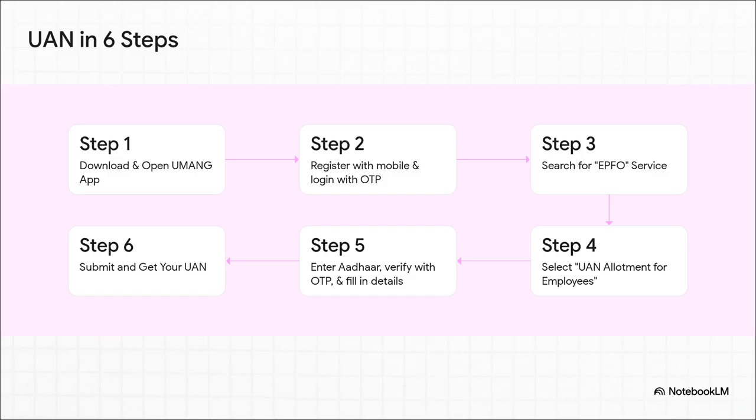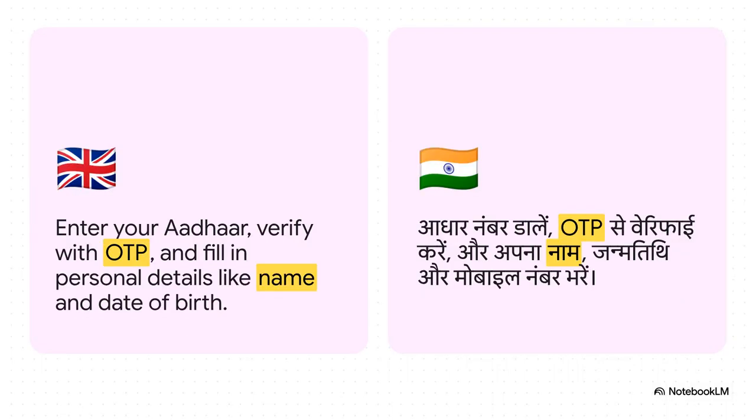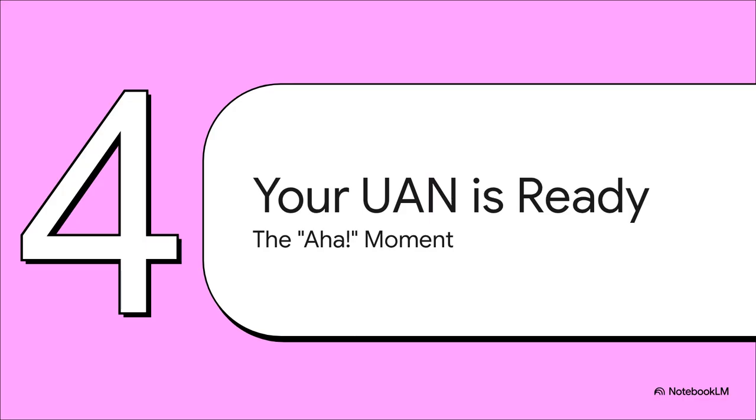And that's literally it. Let's take a closer look at that 5th step, because it's really the most important one. It's designed to be so simple. You can see the instructions are crystal clear in both English and Hindi. As long as you have your Aadhaar number and your basic info like your name and date of birth, you're totally good to go. And right after you tap that submit button, you get to the absolute best part of this whole thing. It's that instant aha moment of success.